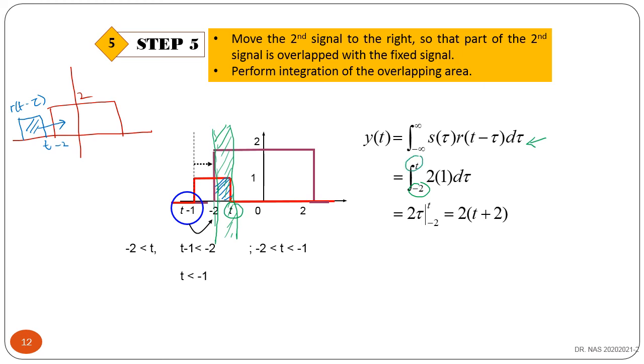Okay, and then the constant amplitude of the first signal is 2, and the constant amplitude of the second signal is 1. So then you perform the integration. At this range of t, the output is 2t plus 2. So how do you get this range?